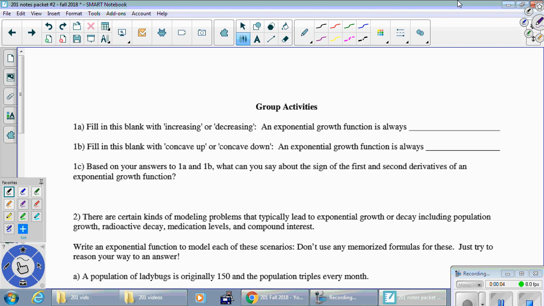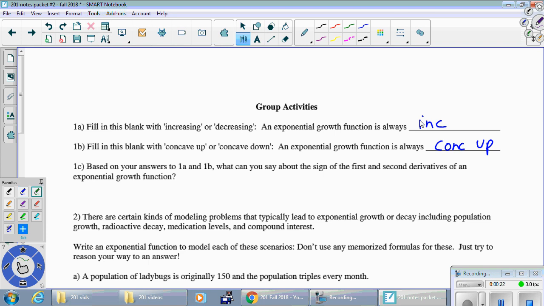Lesson 16 activity. An exponential growth function is always increasing. An exponential growth function is always concave up. So what does that say about the first and second derivatives of an exponential growth function?